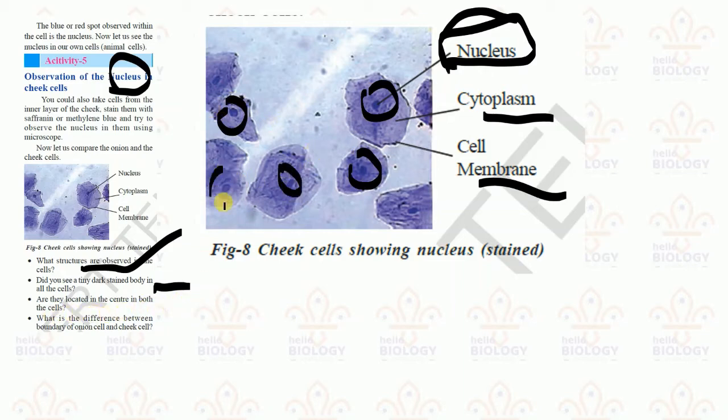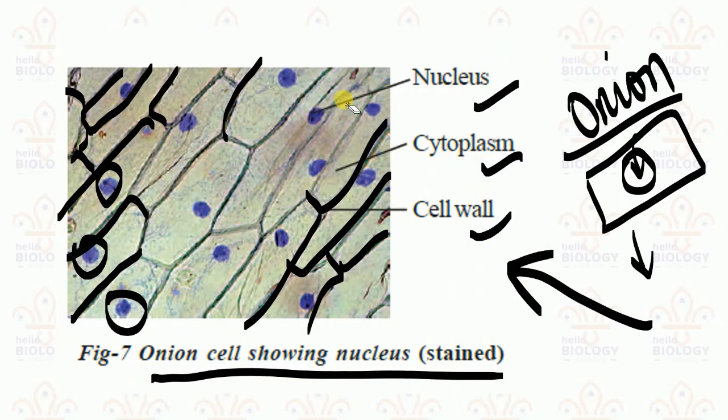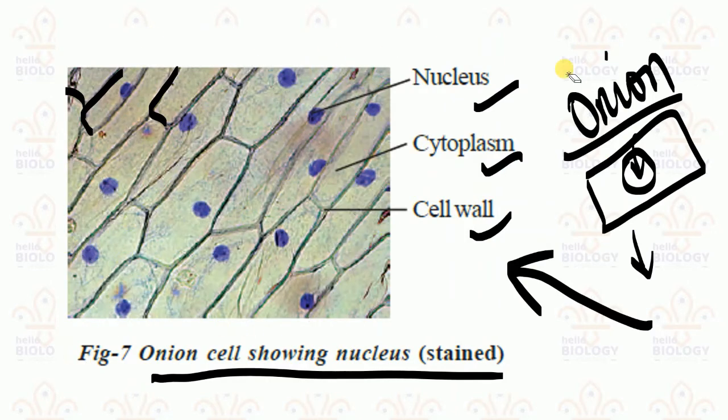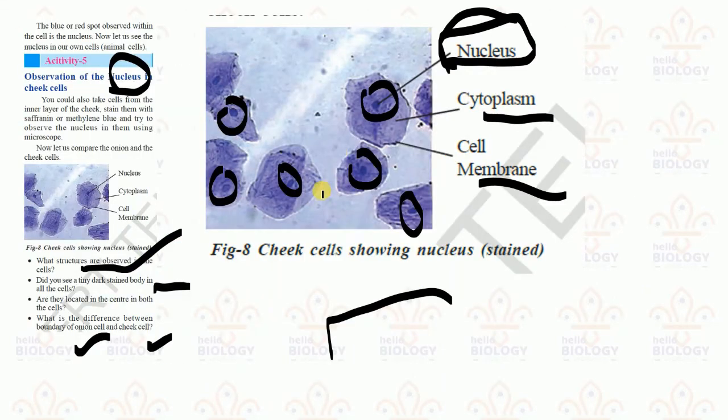Yes, they are located in the center, or sometimes far. What is the difference between the boundary of an onion cell and the cheek cells here? The boundary of the onion cell, if you see, is very thick. But in the case of the cheek cell, the boundary is very, very thin.